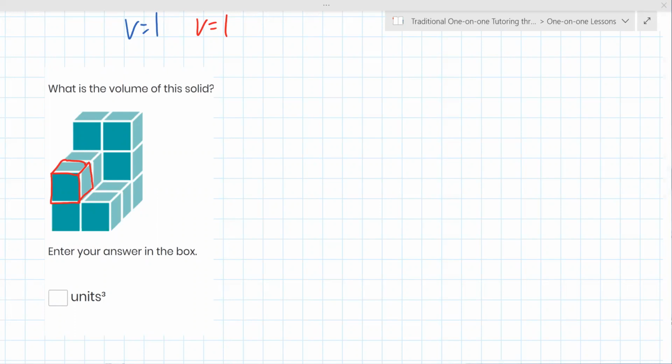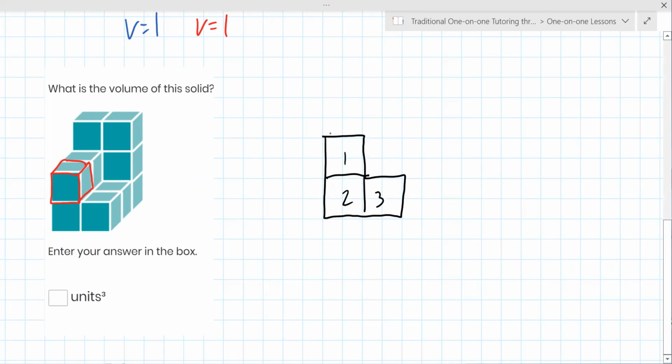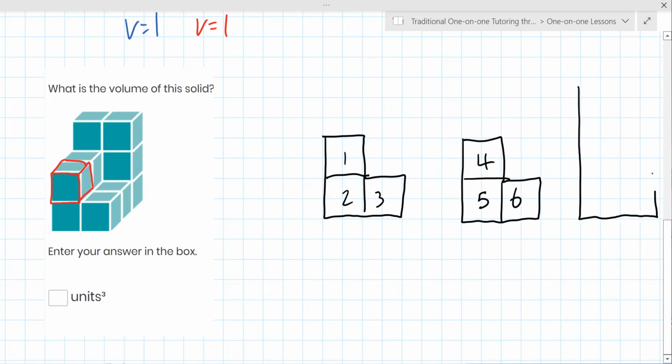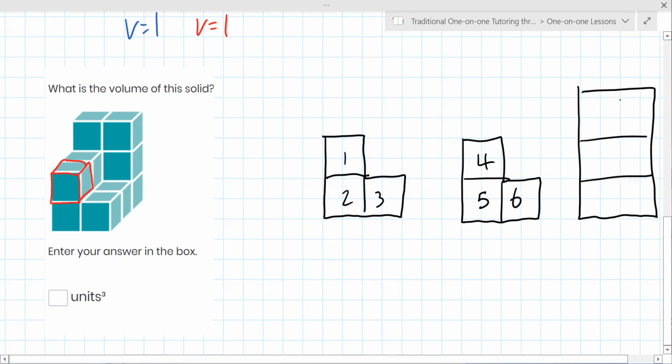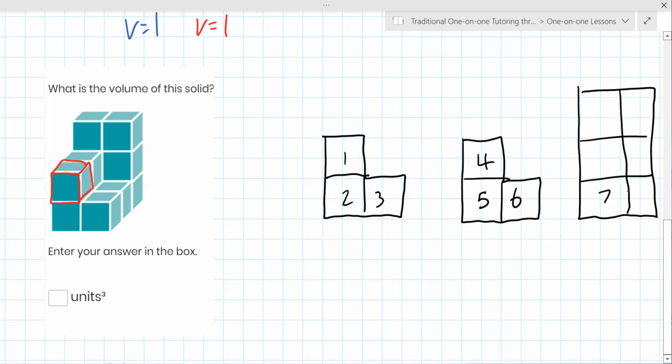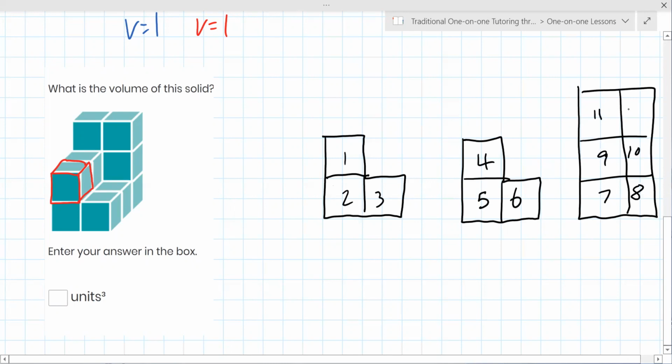So is it 9? Okay, so your guess is that there are 9. Now, do you see how in the front there's kind of this L shape right here? So there's three of those, 1, 2, 3. And then there's actually another L shape behind it. So that's another 3 cubes, 4, 5, 6. And then even behind that is a 2 by 6. So that's 7, 8, 9, 10, 11, 12.